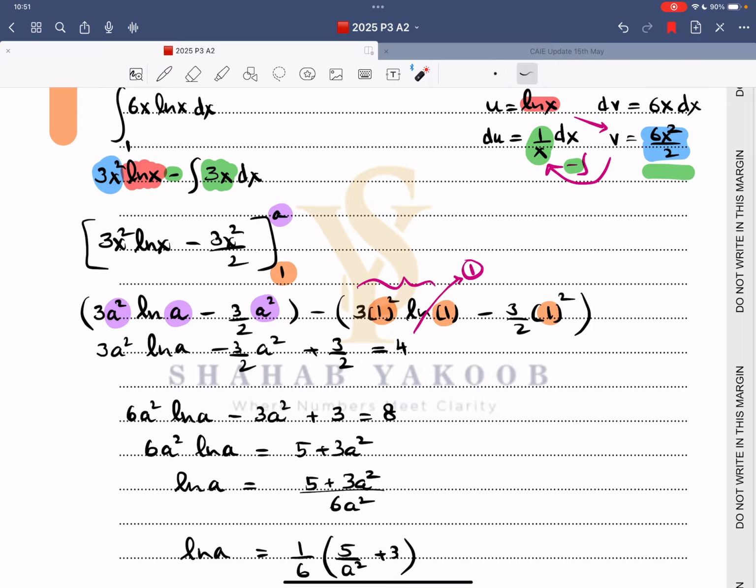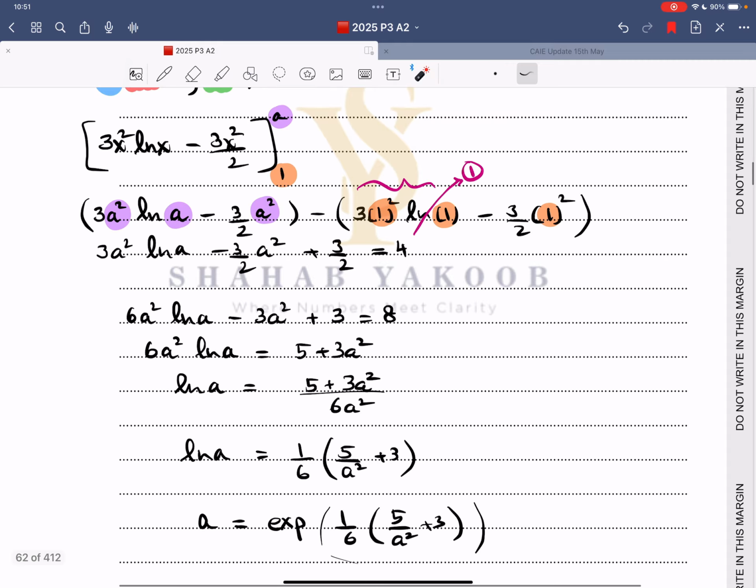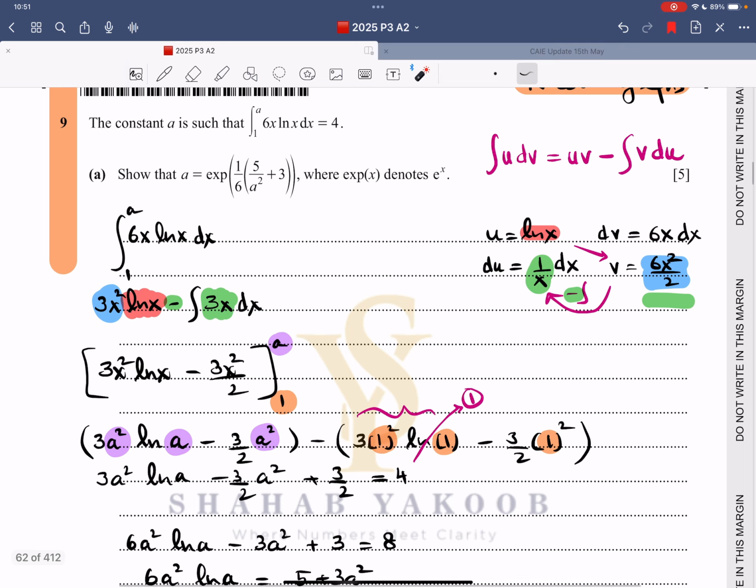Now take care of the positive negative sign. This is 3a square ln a minus 3 over 2 a square. This minus negative becomes a positive, equals to 4. So now what did I do? I'm multiplying by 2 throughout. So 4 becomes 8 and 3 becomes 6. And then you have to look at it again.